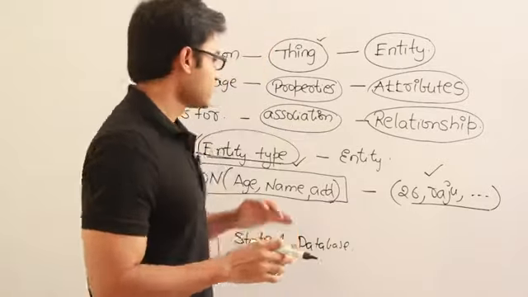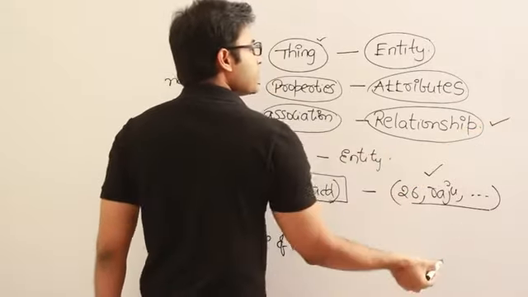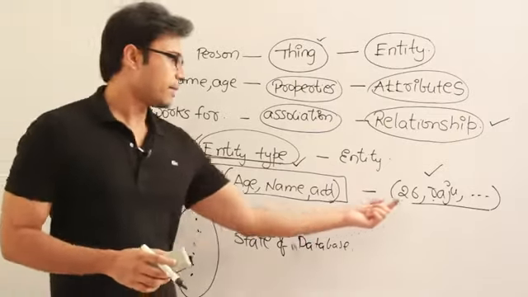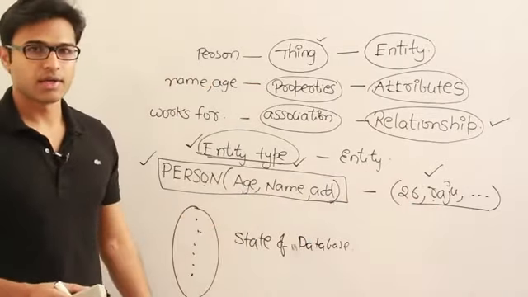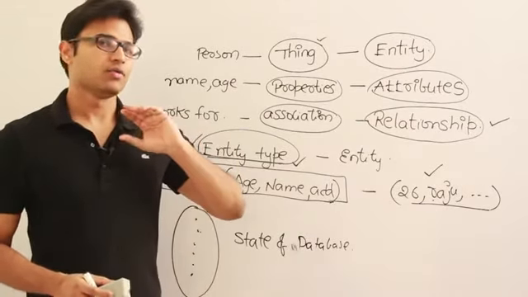Got it? And the same thing applies to relationships also, right? Relationship type and the relationship itself. Relationship means it is actually an instance, and relationship type means its heading, its schema, right? So schema is nothing but the heading, how you represent it.